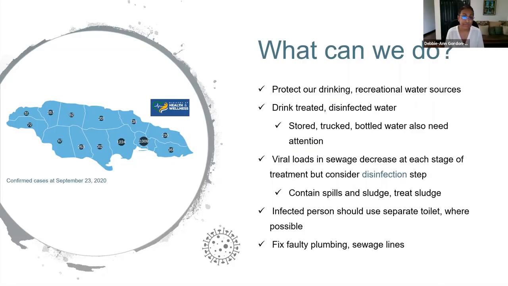In our households, infected persons should use a separate toilet where possible, and definitely we want to fix all faulty plumbing and sewage lines. There was a study out of China that showed infections in an apartment building that occurred because there were broken wastewater lines in the building. In other words, the wastewater or the sewage became aerosolized and infected persons throughout the building. So that's a concern for us, persons who live in apartments. Chlorine bleach, of course, is always a very effective way of disinfecting, and of course, boiling.